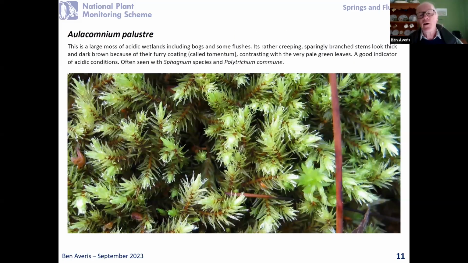And here's another easy to recognize moss, Aulacomnium palustre, very common in all sorts of acid wet places, including springs and flushes and bogs and other things as well. But you're very likely to find this often growing with sphagnum. Big, long, narrow leaves, contrasting with a dark, thick, brown-looking stem, which only looks thick and brown because the stem is actually a bit thinner, but it is covered in felty stuff. A lot of wetland mosses have this felty stuff called tomentum. It's an easy thing to recognize, and it kind of creeps around. It's quite a big moss as well. It catches the eye.